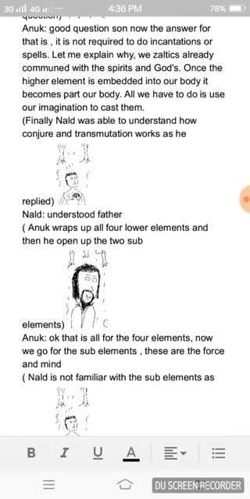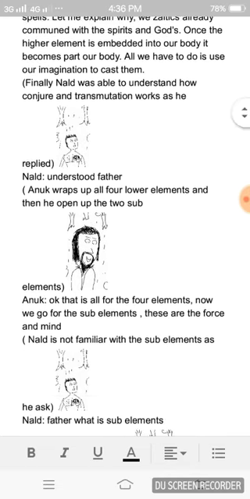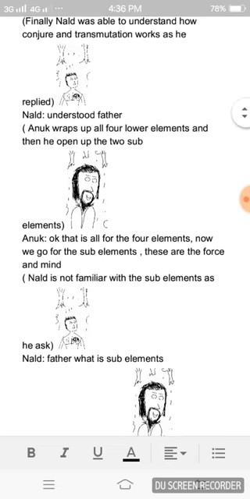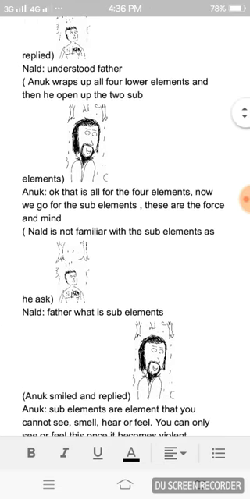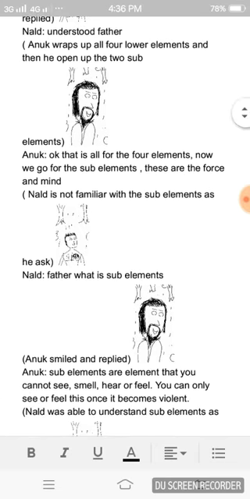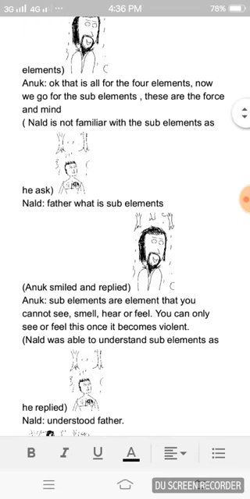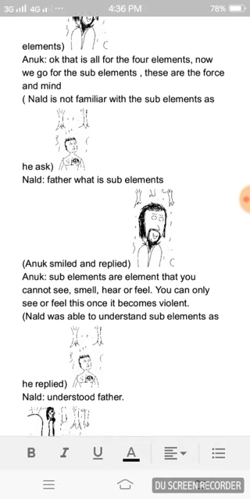Anuc wrapped up all 4 elements and then he opened up the 2 sub-elements. Okay, that is all for the 4 elements. Now we go for the sub-elements. These are the force and mind. Nald is not familiar with the sub-elements as he asked, "Father, what is sub-elements?"